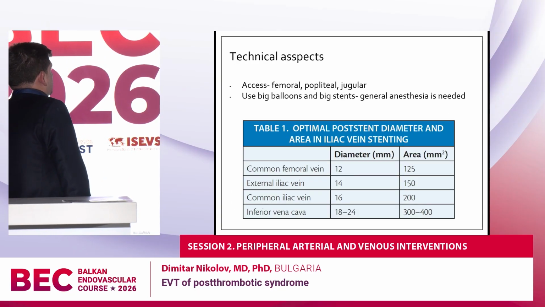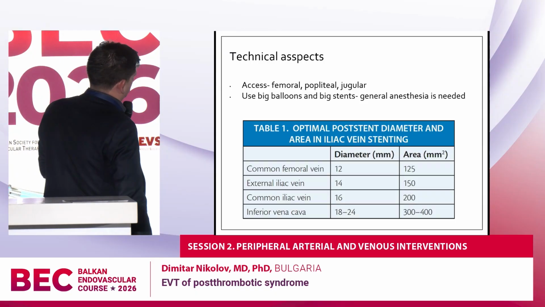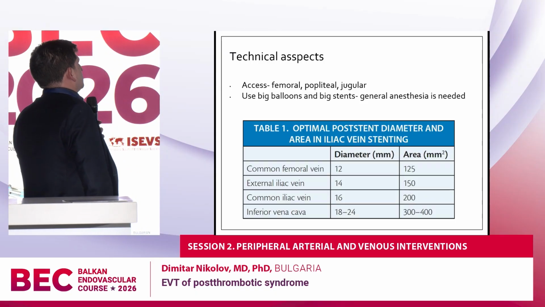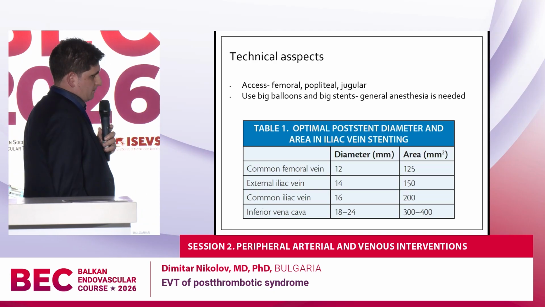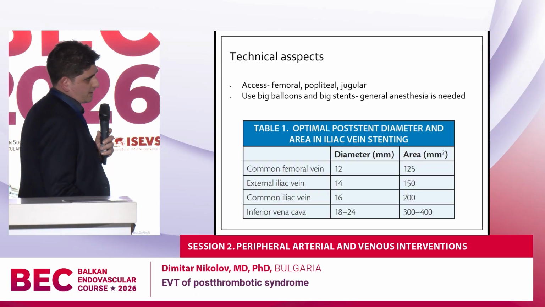These are the technical aspects. We have femoral, popliteal and jugular access. We should use big balloons. These are the sizes of the different veins, and that's the minimum. The perfect way is to measure it by IVUS.